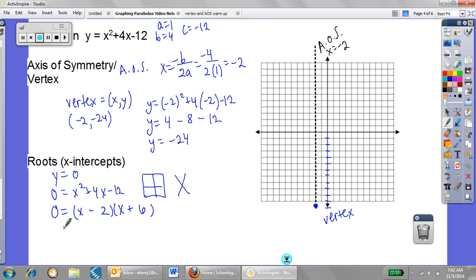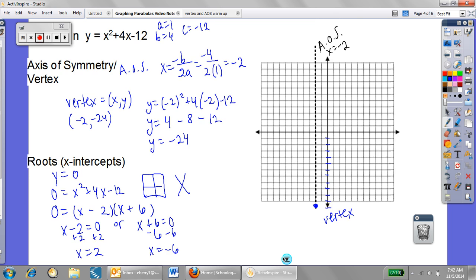Using the zero product property, I have x minus 2 equals 0, or x plus 6 equals 0. Add 2 to both sides in this one, so you get x equals 2, minus 6 on both sides in this one, you get x equals negative 6. These are the 2 x-intercepts that I can place along this.